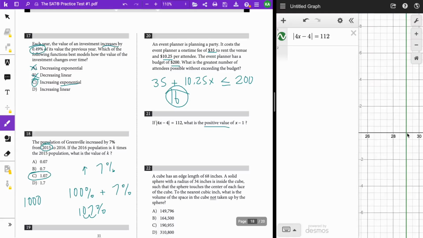I think that's clear. And so if x is 29, x minus 1 would be 29 minus 1, which is 28. So the answer for 21 is 28.